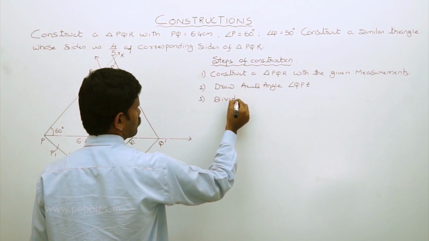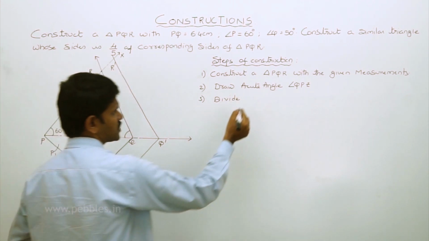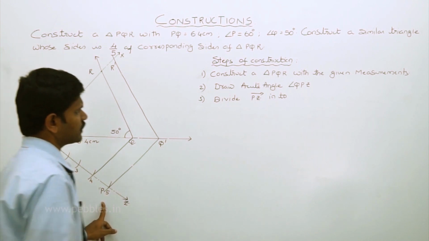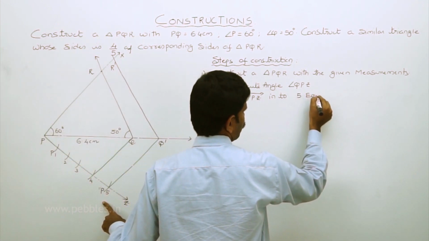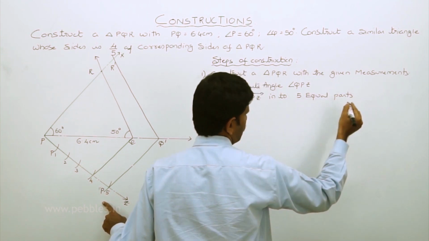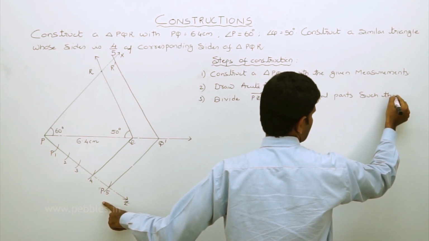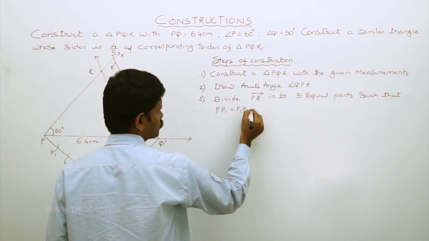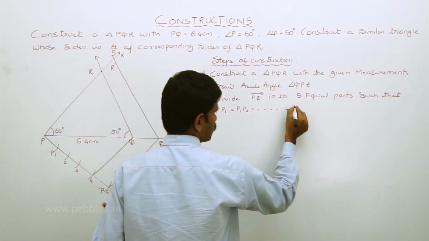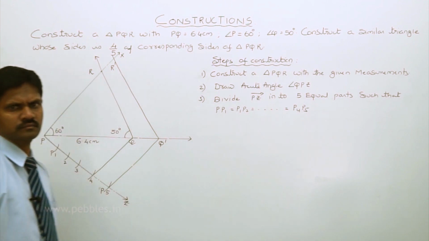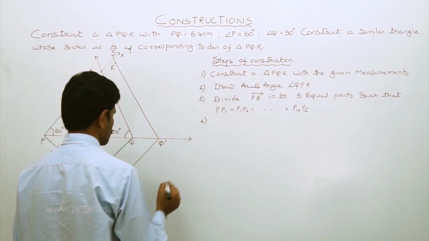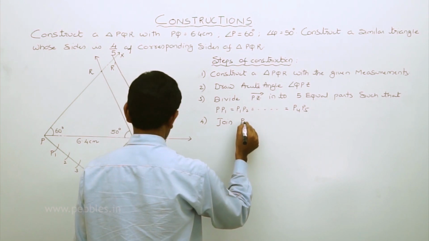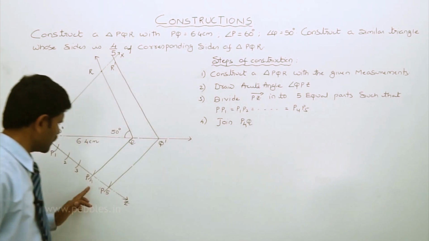Divide PZ, this is a ray, into 5 equal parts such that PP1 is equal to P1P2 equal to, and so on, equal to P4P5. Join P4Q.